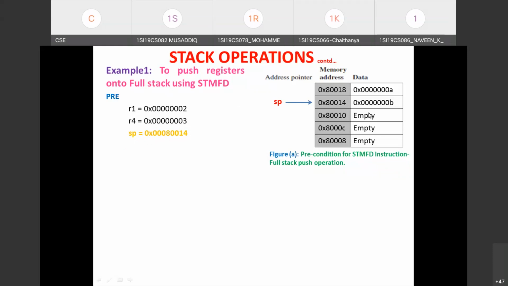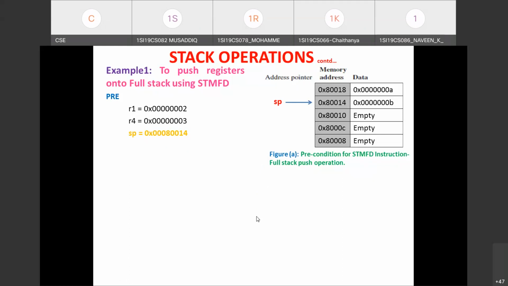Okay, just see the memory map on the right hand side to show the precondition for STMFD. So SP is pointing to this location. Since it is a full stack, this is the last element inserted. We are assuming 0b is the last element inserted since it is a full stack, and it is a descending stack. That means to perform the insertion operation, since it is a full stack, we need to first decrement the stack pointer and then the data is to be inserted. And just observe how the stack is growing. Is it growing from higher address to lower address or lower address to higher address?